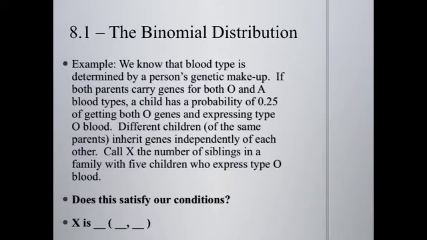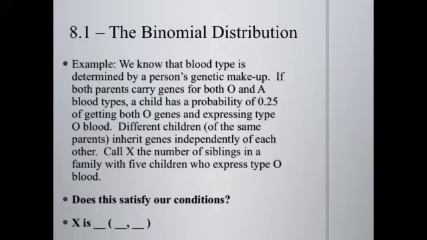So we know that blood type is determined by a person's genetic makeup. If both parents carry genes for both O and A blood types, a child has a probability of 0.25 of getting both O genes and expressing type O blood. Different children of the same parents inherit genes independently of each other. Think of your brothers and sisters if you have any. Do they have the same blood type as you? Not necessarily. Just because you have the same parents doesn't mean you have the same blood type. So call X the number of siblings in a family with 5 children who express type O blood.